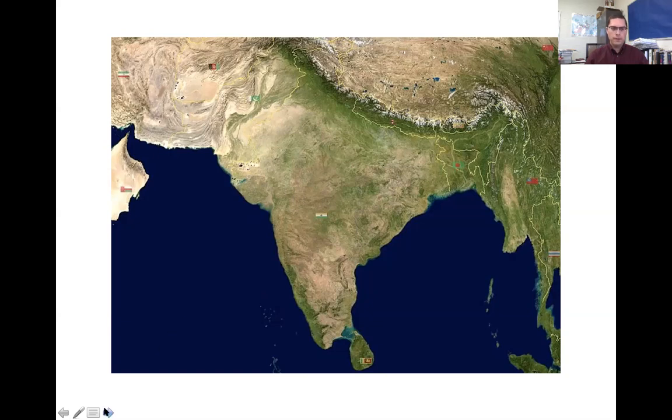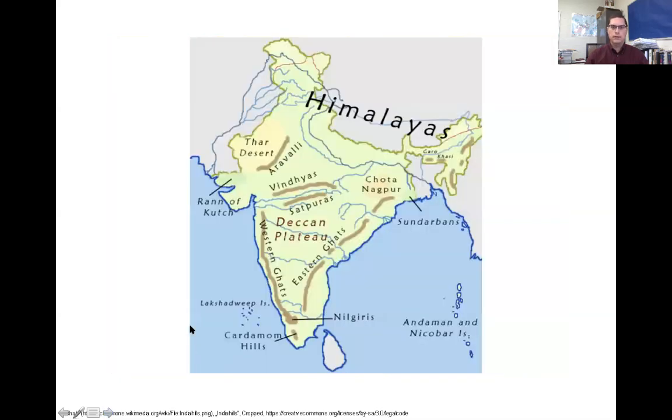So, moving along here, here's a map that does a good job of showing the mountain ranges that form important boundaries between these areas. In particular, the Vindhyas here, and the western and eastern Ghats here that form the boundaries of the Deccan Plateau.